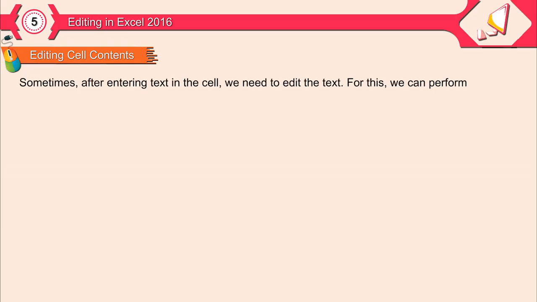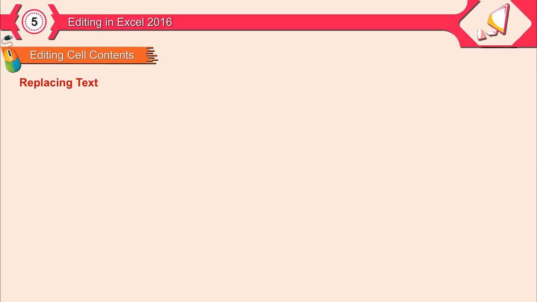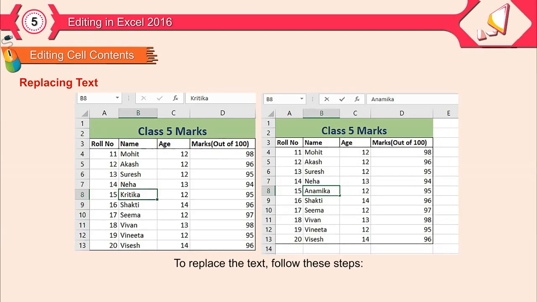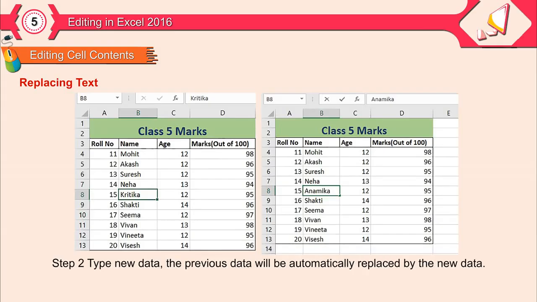Editing cell contents. Sometimes after entering text in the cell, we need to edit the text. For this, we can perform the following two options: replacing text and modifying text. Replacing text. To replace the text, follow these steps. Step 1. Click on the cell to make it active. Step 2. Type new data. The previous data will be automatically replaced by the new data.